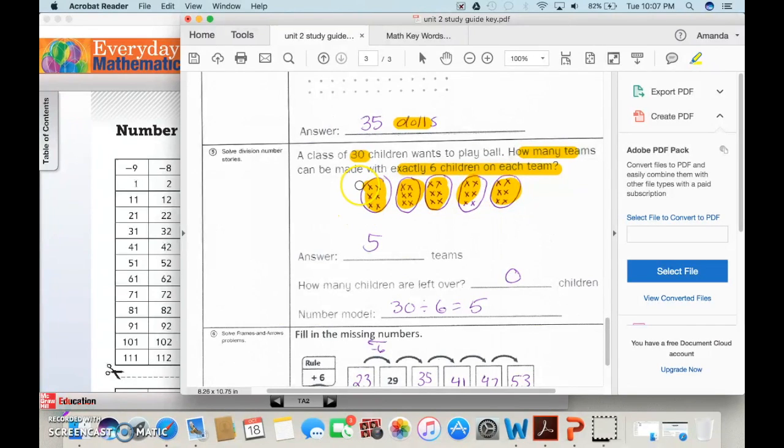Now I need to count how many teams that is. So that's 1, 2, 3, 4, 5 teams is my answer. Were there any children left over? Not in this case. Everybody was on an even team. A way to represent this as a number model is 30, that's my total amount of children, divided by 6 children that are on each team, and that is equal to 5, which I found as my answer.